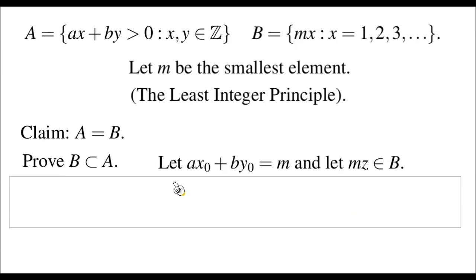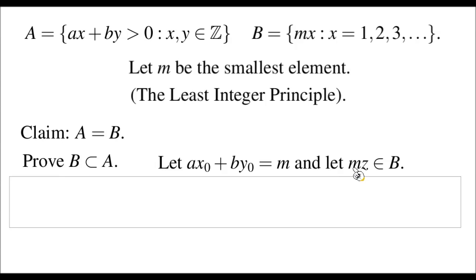So my proof starts like this. m, by definition, is the smallest element that is appearing in this set. So it looks like this. m is realized by some combination with x0 and y0. And I'm going to pull out an arbitrary element in here. That looks like this, mz. I used a different letter, if that's all right. Then I'm going to show it's in A.